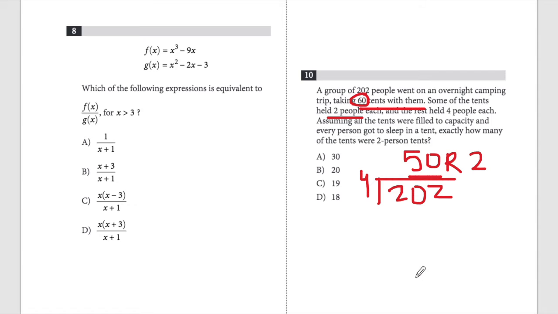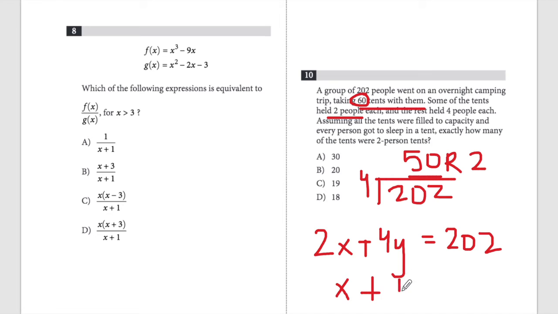So what we're going to do is we're going to have 2x plus 4y equals 202. And then we know x plus y equals 60. Now we can use this and solve it as a system of equations problem. So this is for the tents and this is people. Now I'm going to multiply by 2, so I'll get 2x plus 2y, and then I'll make this 120. And now I'm just going to subtract.